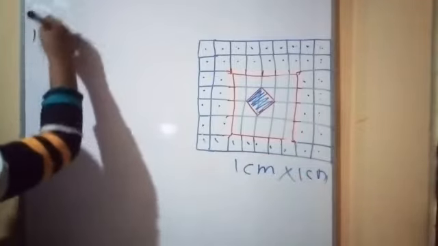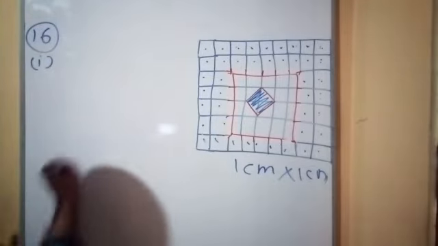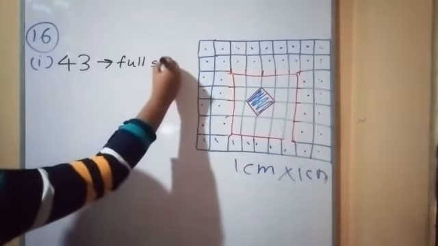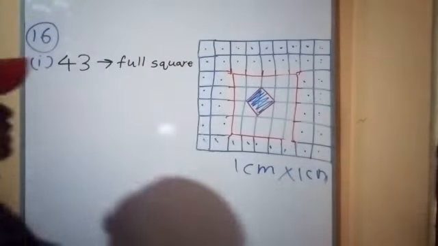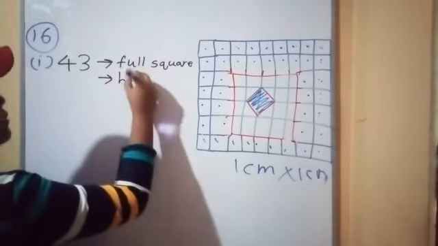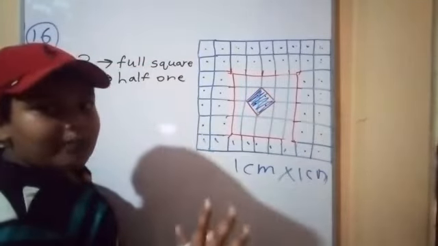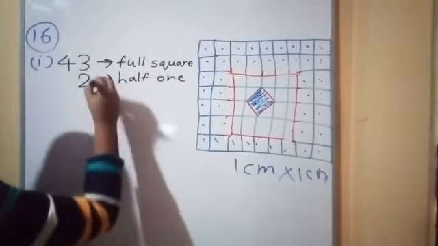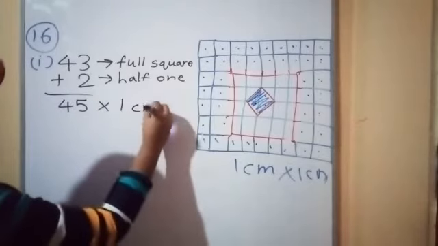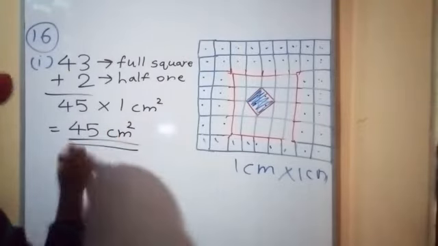So that is the first part of the 16th question. The full squares are 43. Now the half squares: there are 1, 2, 3, 4. Half multiply 4 is 2. Add together, 45. Multiplying by 1 square centimeter, the answer is 45 square centimeters.